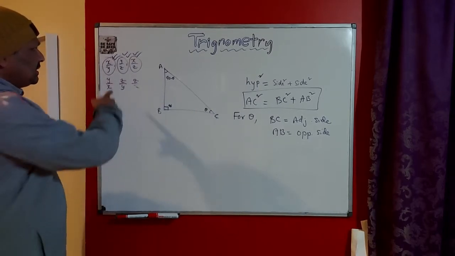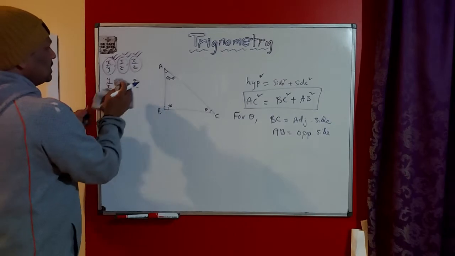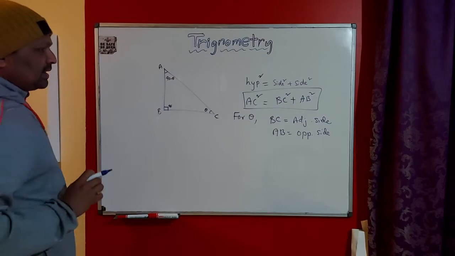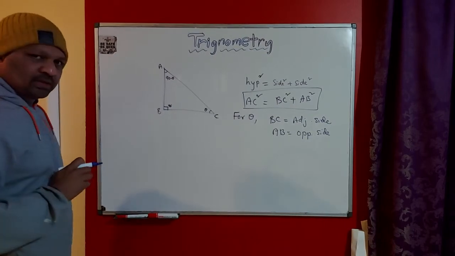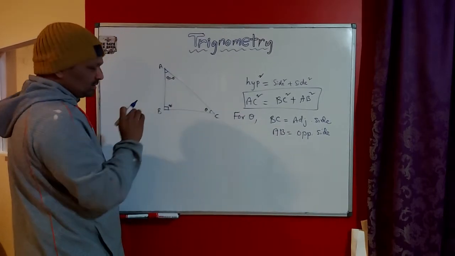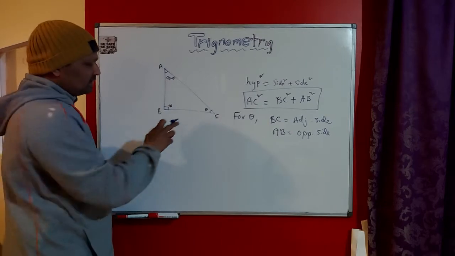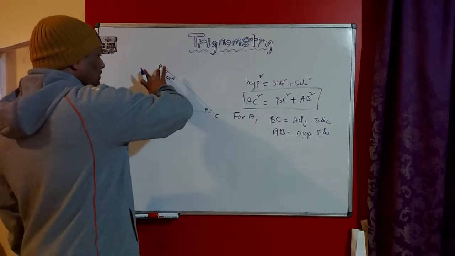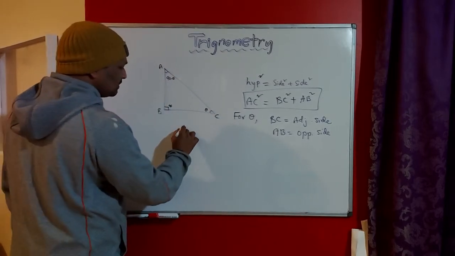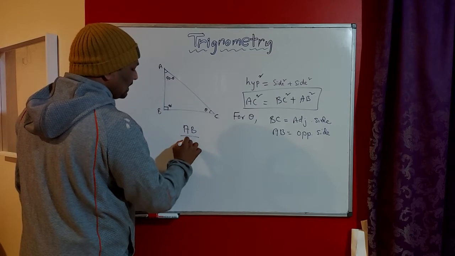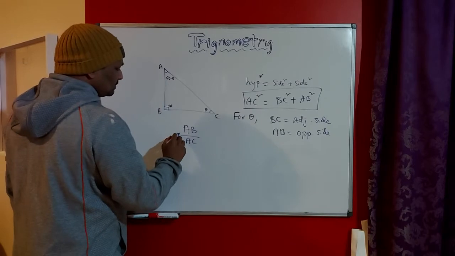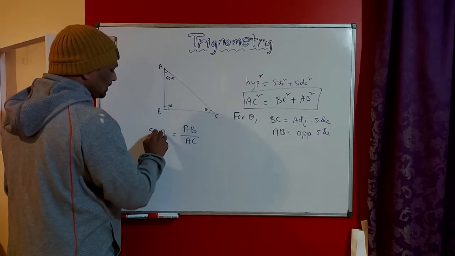So these are the 6 ratios possible in a right angle triangle. But let's see each of those ratios. Let's study this theta only; 90 minus theta we'll see later. The ratio of opposite side by hypotenuse, AB by AC, is equal to sine theta.